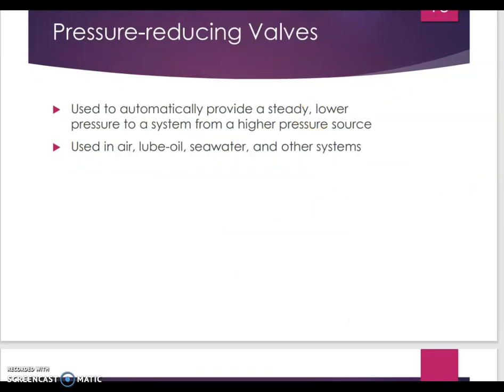Another one that we have is the pressure reducing valve. It is used to automatically provide a steady lower pressure to a system from a high pressure source. It reduces pressure from high to low, so that's why it is called pressure reducing. It is usually used for air, lubrication oil, seawater, and other types of systems.